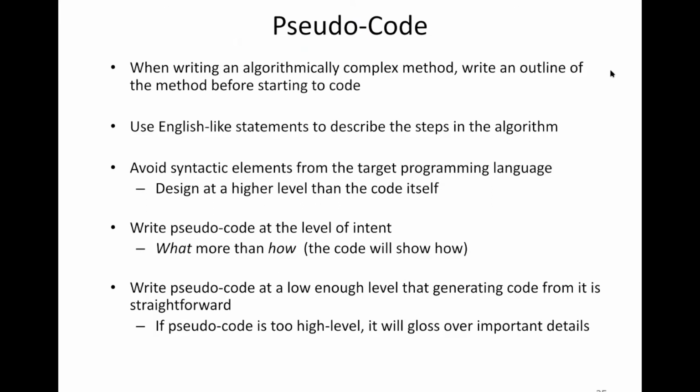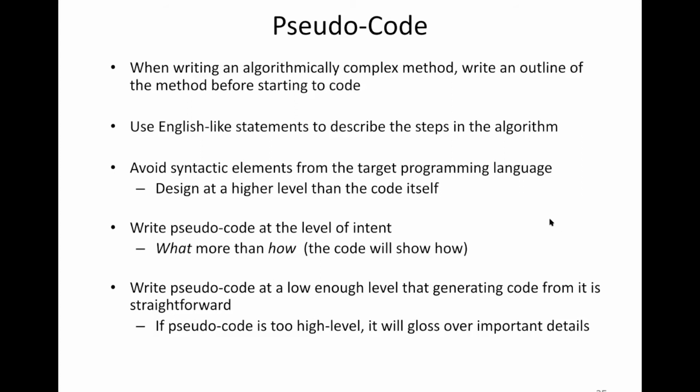Okay, let's look at pseudocode. When we're writing something that's complex, it's a good idea to write an outline of the method before we start. And so we might write in pseudocode. We use English-like statements to describe it, but we don't want to do it in the syntax of the language itself. If we're doing that, then we're probably describing it at too low of a level of detail. So we want to write it at a level of detail that describes what the algorithm does, not all the specifics of exactly how it does it.